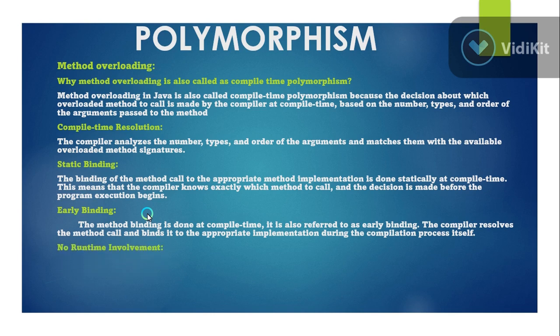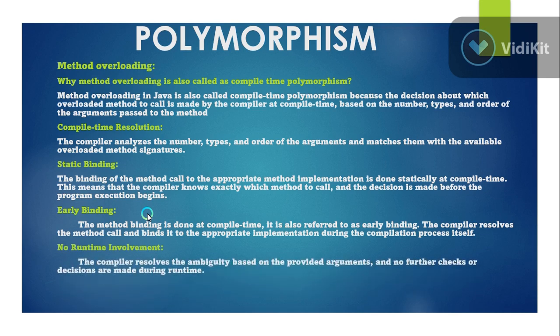There is no runtime involvement. Everything happens within compile time only. So the compiler resolves the ambiguity based on the provided arguments. No further checks or decisions are made during runtime.